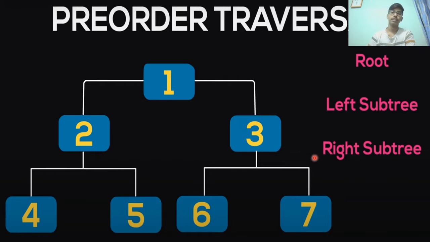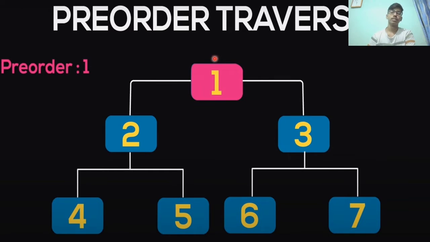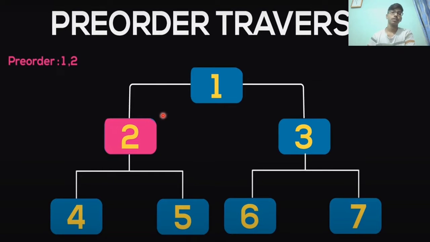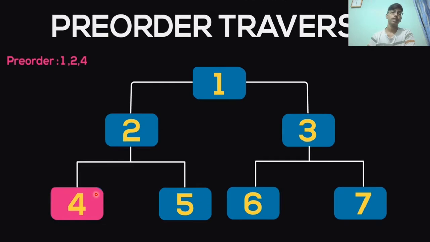Let's see how. First we go to the root item and add it to the pre-order sequence, 1, and next check the left subtree of 1. If it exists, we travel to 2. We add 2 to the pre-order sequence and again check the left subtree of 2. 4 exists, so we add 4 to the pre-order sequence and again check the left subtree and right subtree. Both are absent, so we come back.